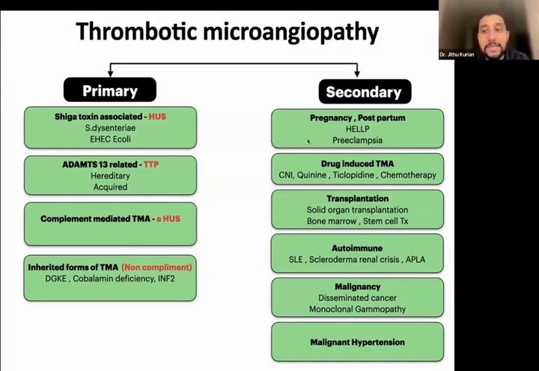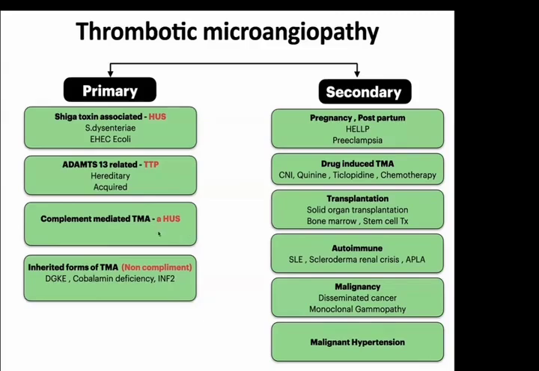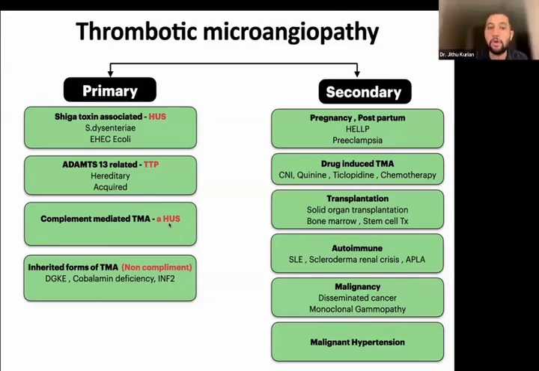That means we tend to rule out all the other possible causes of TMA, and when you don't really find a reason, then you categorize it as complement-mediated TMA. We also sometimes say that if there is a genetic component, then you call it complement-mediated TMA, but that's not right. We have a group of conditions that are genetically mediated, but they don't have complement genes involved in them. Examples are DGKE, diacylglycerol kinase epsilon, cobalamin deficiency, INF2, etc.